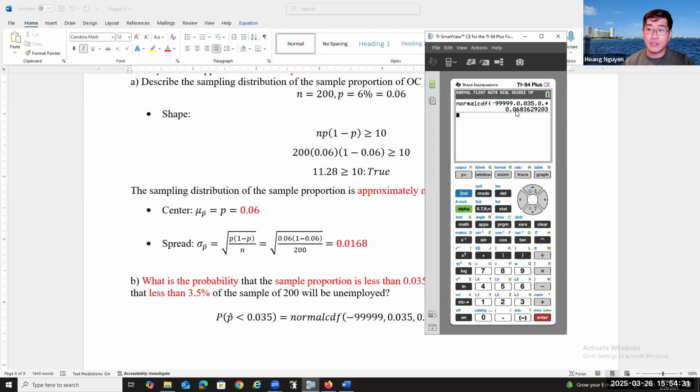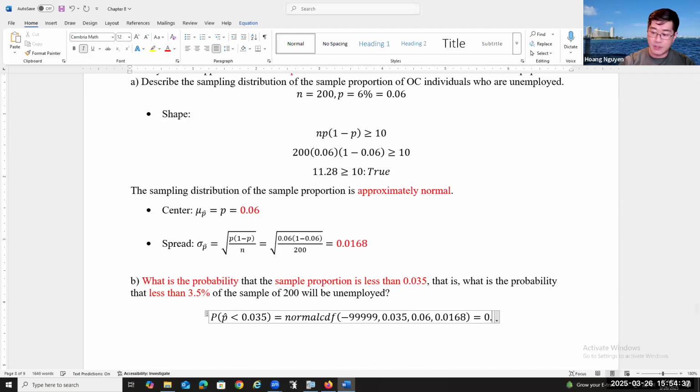So the answer is going to be 0.0684. Okay. So that's the probability that the sample proportion will be less than 3.5%. That's the probability when you randomly select a sample and that sample has a sample proportion less than 3.5%. So this is about 7%, right? It's about 7% that you will randomly select a sample and that sample has a sample proportion less than 3.5%.